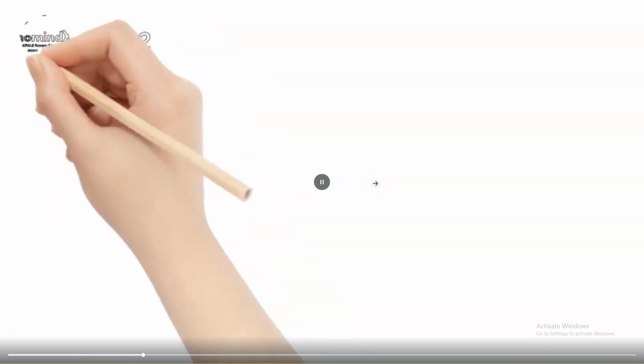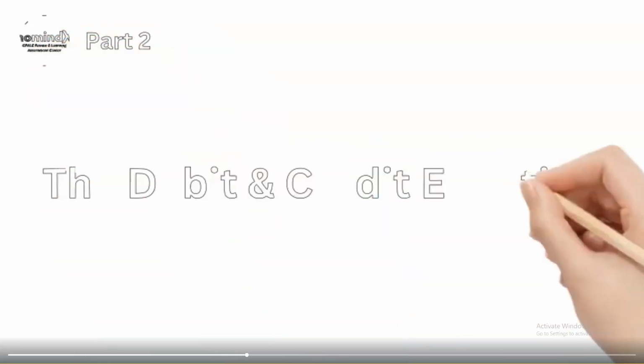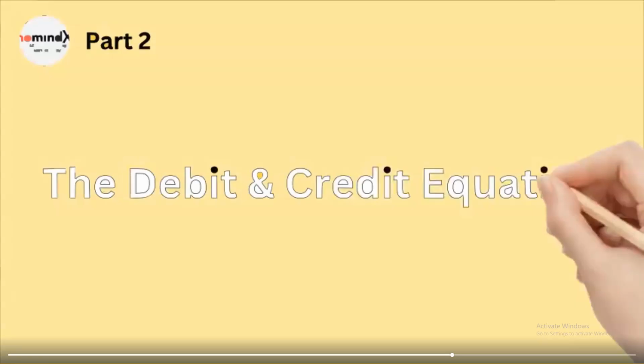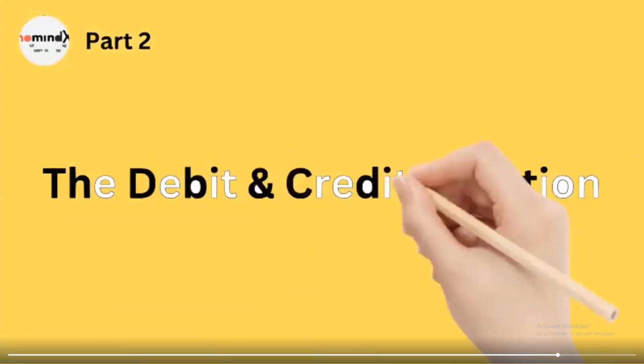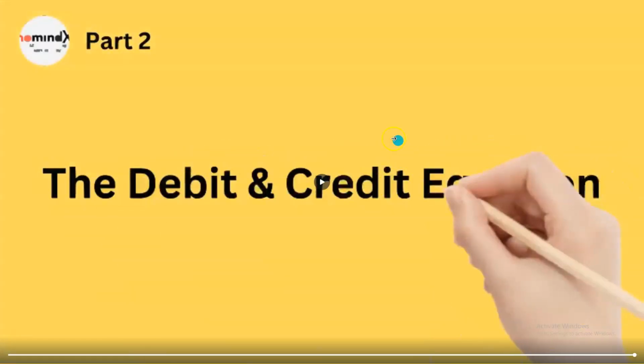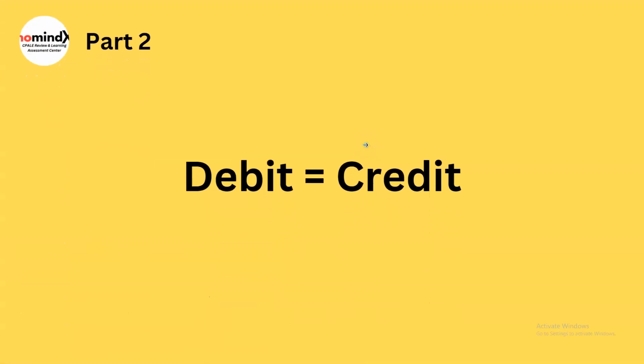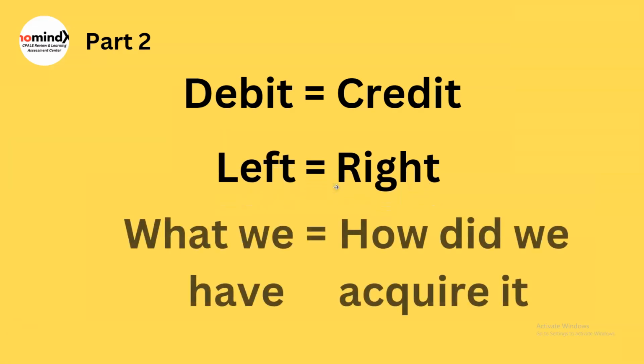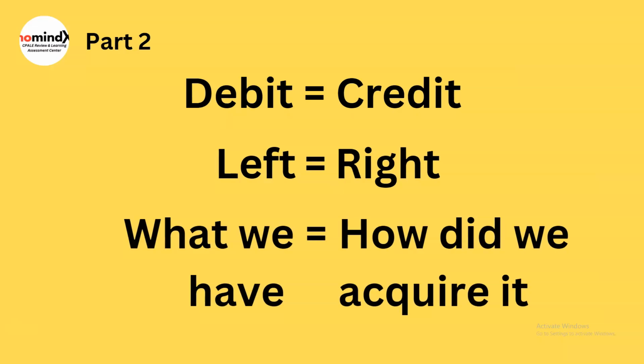Now that we understand the double entry system, I think we are ready to learn more about the debit and the credit equation. As a rule, the debit is always equal to credit. The debit is positioned on the left side, while the credit is on the right side. The left side, or the debit, explains what we have, while the credit, or the right side, explains how we acquired what we have.